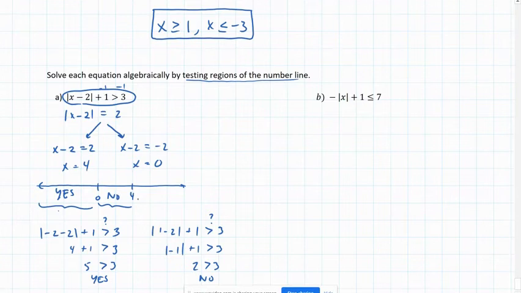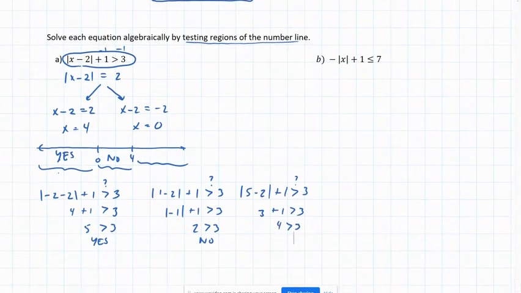And then if we try a number, anything up here bigger than 4, we could try 5, for example. Absolute value of 5 minus 2, plus 1, is that bigger than 3? And so this is going to be 3 plus 1. 4 is bigger than 3, and yes, that's true. So this is a yes region.